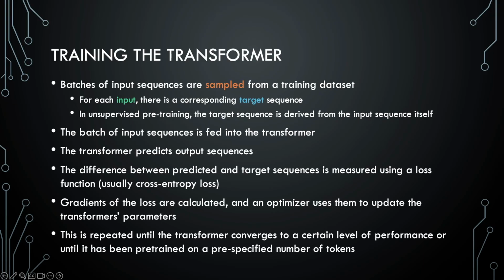When training a transformer model, we use batches of input sequences that are sampled from a training dataset. For each input, there's a corresponding target sequence. That batch input is fed to the transformer, and then the transformer predicts the output sequences. The differences between predicted and target sequences are measured using a loss function. Gradients of the loss are calculated, and an optimizer uses them to update the transformer's parameters. This is repeated until the transformer converges to a certain level of performance or until it has been pre-trained on a pre-specified number of tokens.